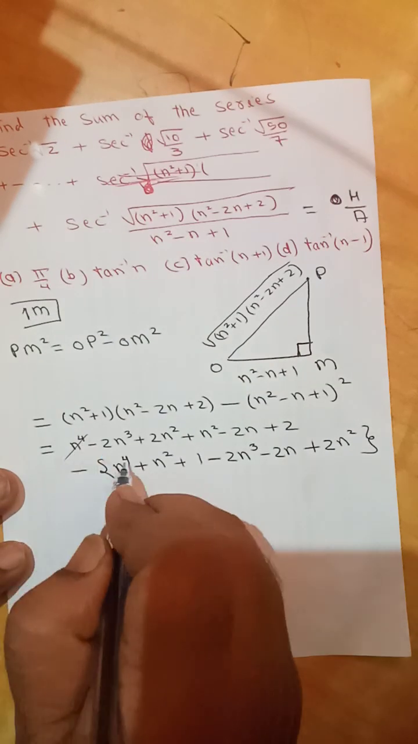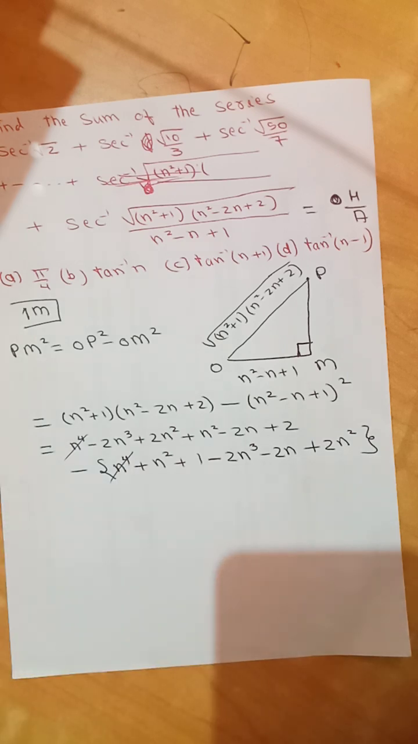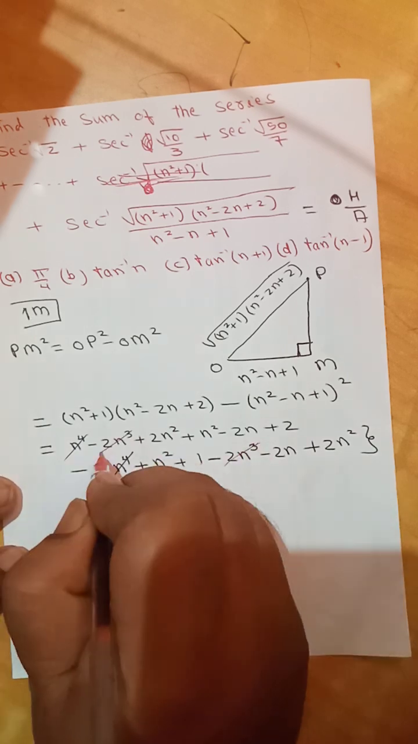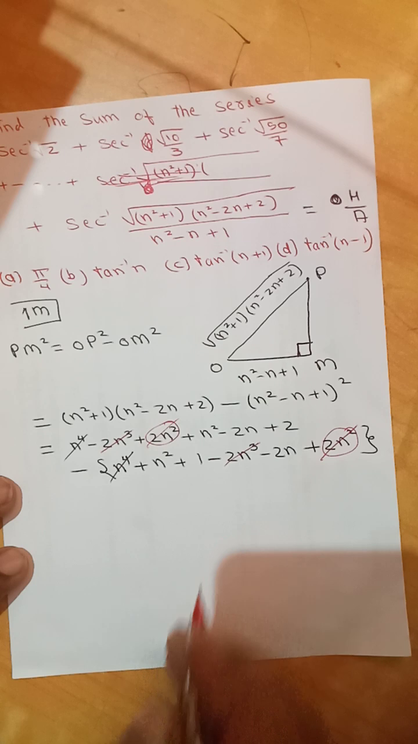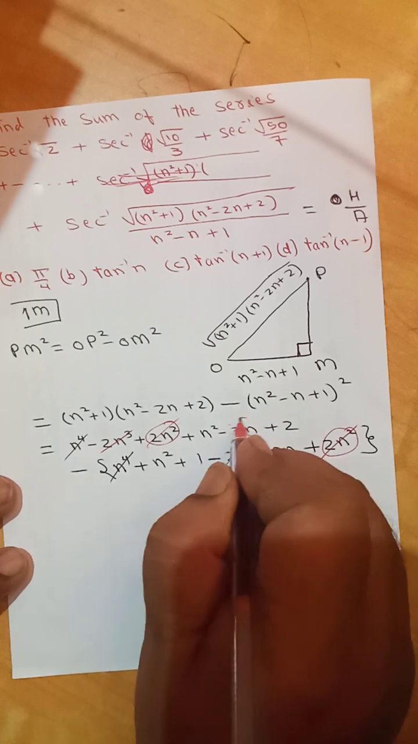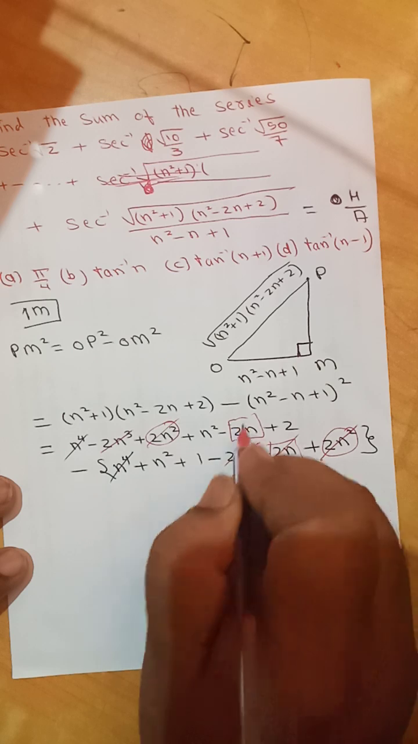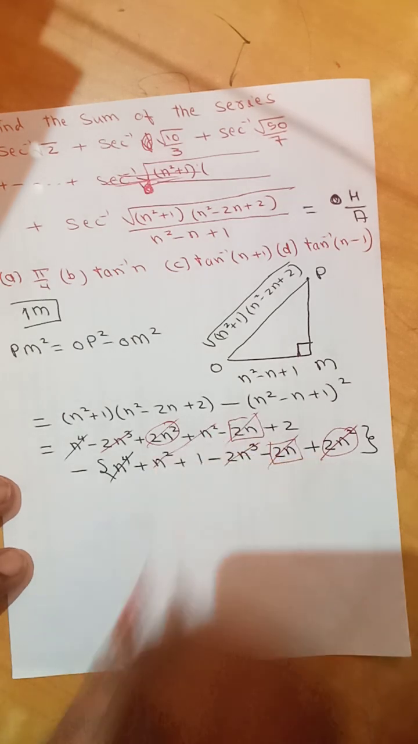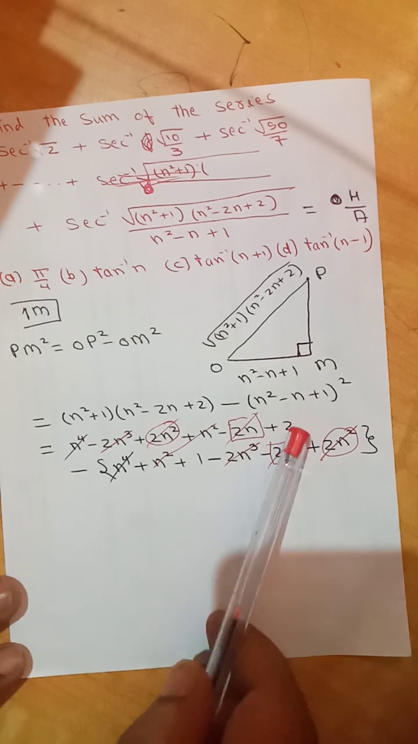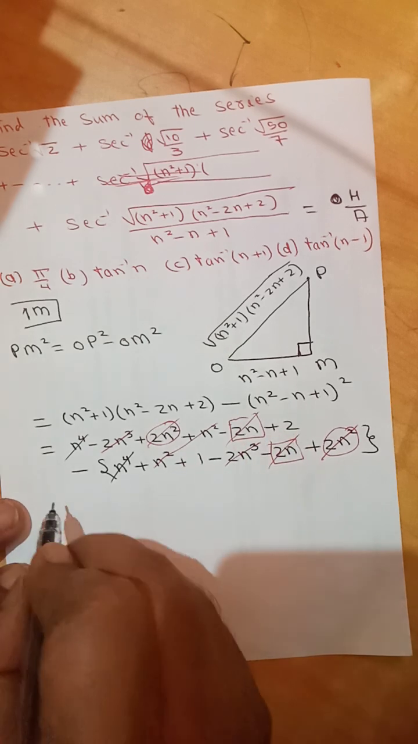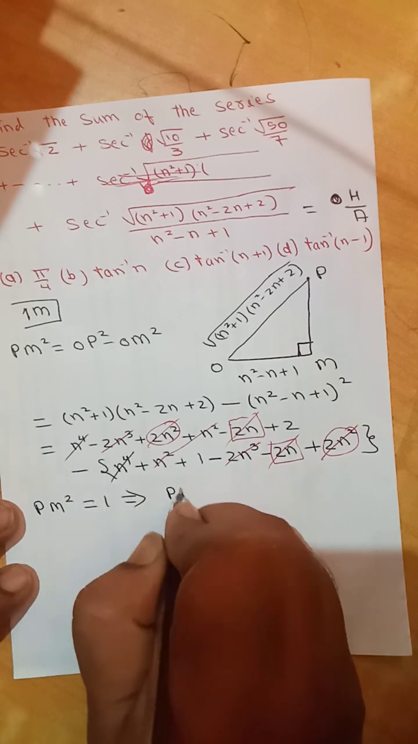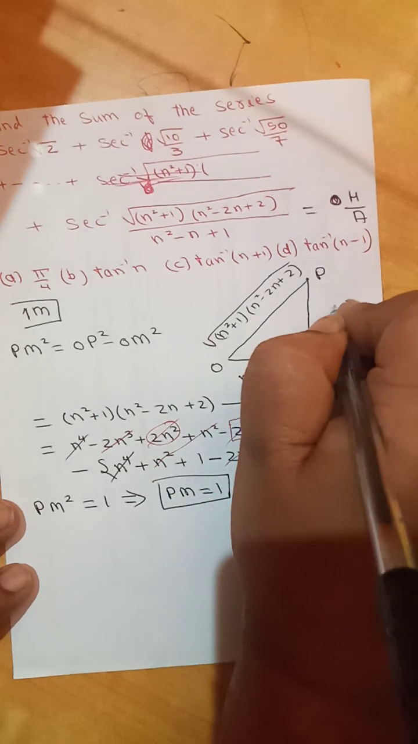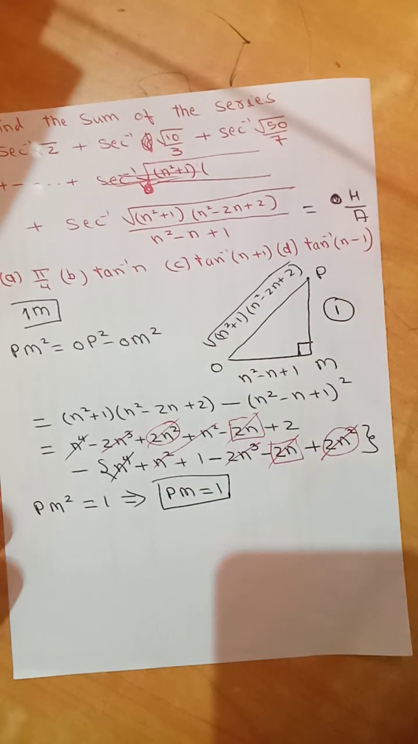See here, this n to the power of 4 will cancel. This 2n cube will cancel. This 2n square will cancel. 2n will cancel. This n square will cancel. Now only constants remain: 2 is remaining here, and 1 is remaining here. 2 minus 1 is 1. PM square is equal to 1. This implies that PM is equal to 1. I will circle it because it was not given. We have found it: PM is equal to 1.